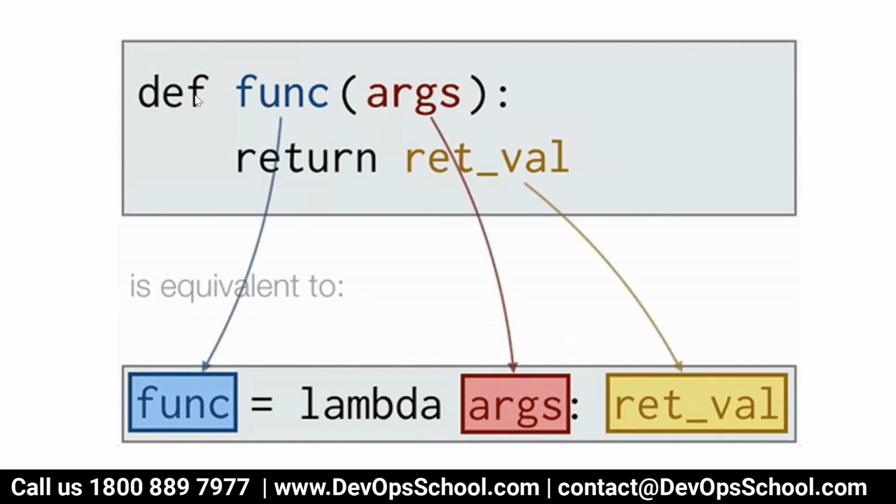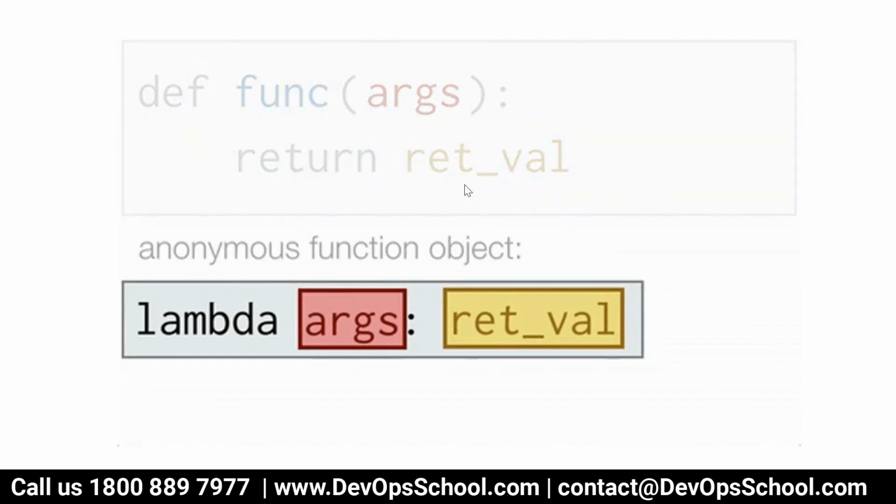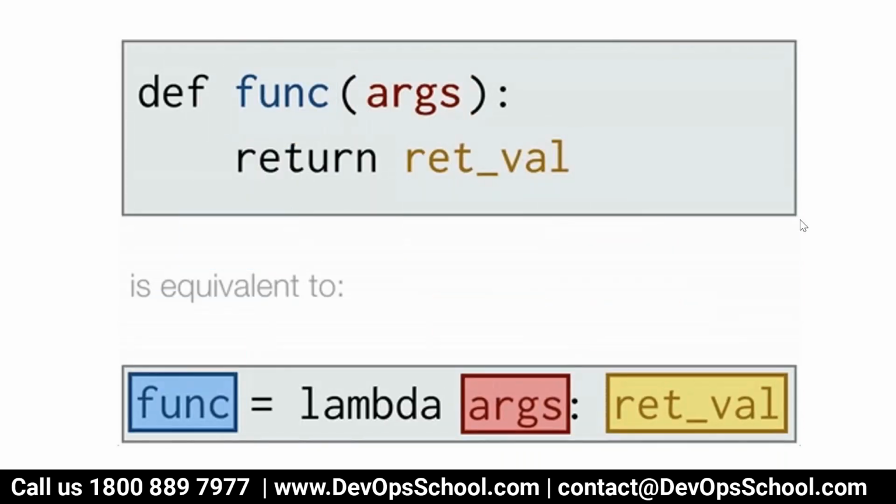Look at this top one. Here you have def, the old way to define a function, then function arguments and return value. Now look at this animation a little bit carefully. What has happened? You just added lambda, then the arguments become your arguments from there, and the return value is whatever you want. Okay, so this is the way.